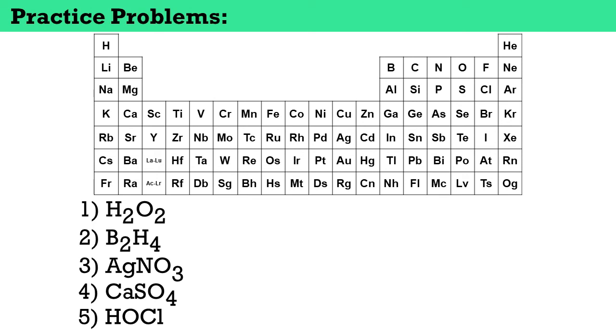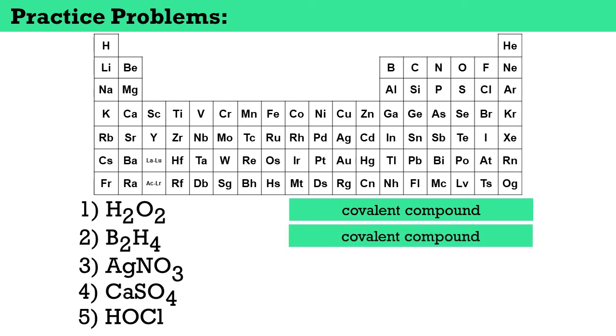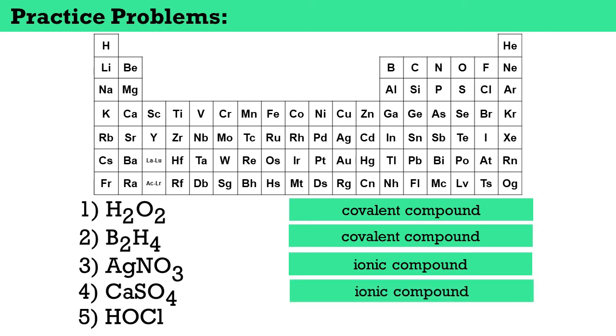Here are the answers. Number 1, H2O2. It is classified as a covalent compound. Number 2, B2H4. It is also classified as a covalent compound. Number 3, AgNO3. It is classified as an ionic compound. Number 4, CaSO4. This is also classified as an ionic compound. Number 5, HOCl. This is classified as a covalent compound. So that's how you easily determine if a compound is ionic or covalent based on its formula.